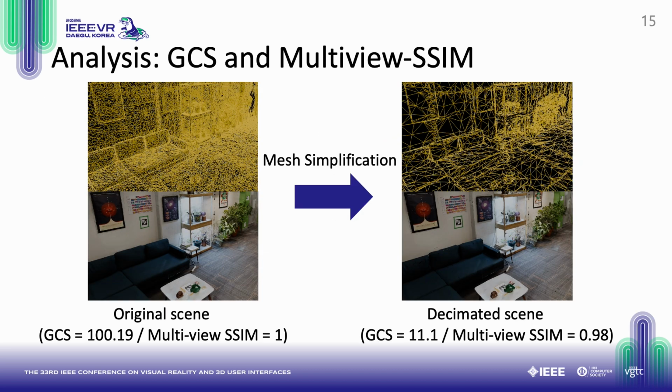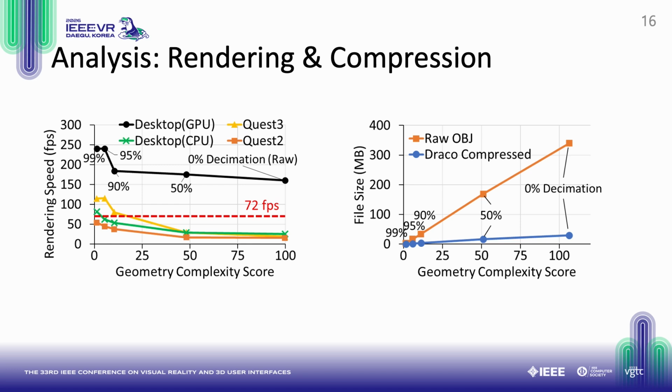Here, we show an example analysis. As we simplify the mesh, the geometric complexity decreases significantly. However, the multi-view SSIM remains relatively high, indicating that the visual quality is largely preserved. This suggests that we can reduce geometric complexity without significantly degrading visual quality. At the same time as complexity decreases, rendering speed improves, and compression significantly reduces file size.